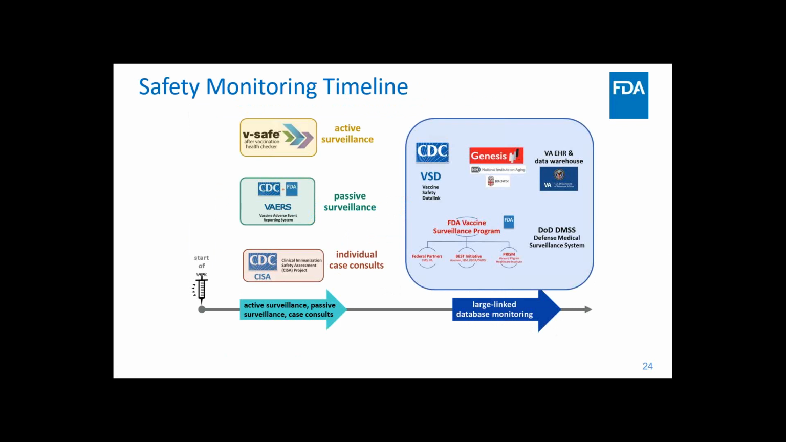individual case consults. This is a program run by CDC called the Clinical Immunization Safety Assessment Project, or CISA, where healthcare providers can contact investigators working with CDC and vaccine safety experts and discuss cases. And then further downstream, we have these large linked databases, including the CDC's Vaccine Safety Datalink. The National Institute on Aging has a Genesis project that they're using to monitor safety in the elderly for COVID-19 vaccines. The VA, as I mentioned, and the Department of Defense have respective systems, and the FDA has a number of different systems in these large linked databases to monitor safety.